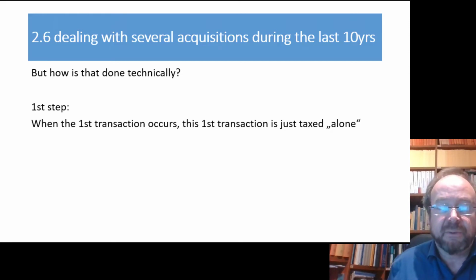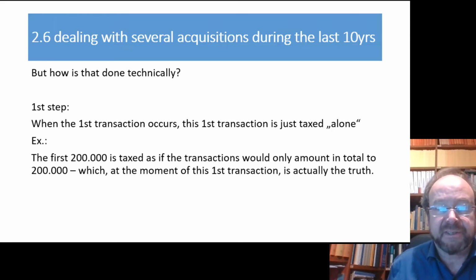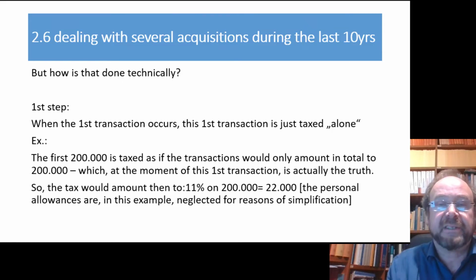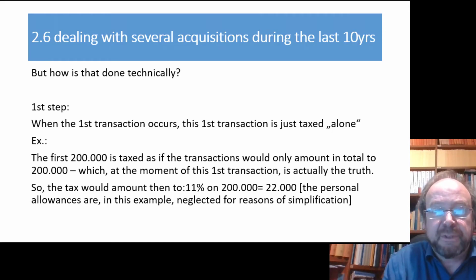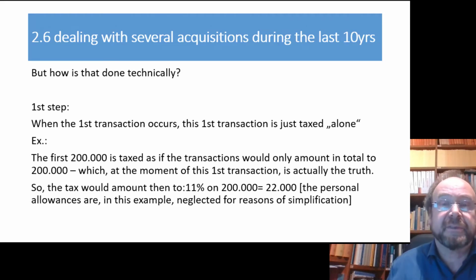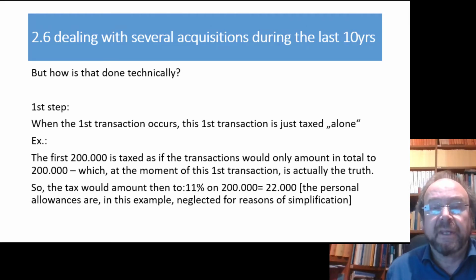So imagine you have a taxable amount of 200,000, so you know nothing more about the future. All that would be speculation or only a promise. Nothing more has happened. So you know about 200,000, you tax on the basis of 200,000, which is at that moment absolutely still correct. So you would say 200,000, that costs 11% between father and son or mother and daughter and so on. So 22,000, please pay now.